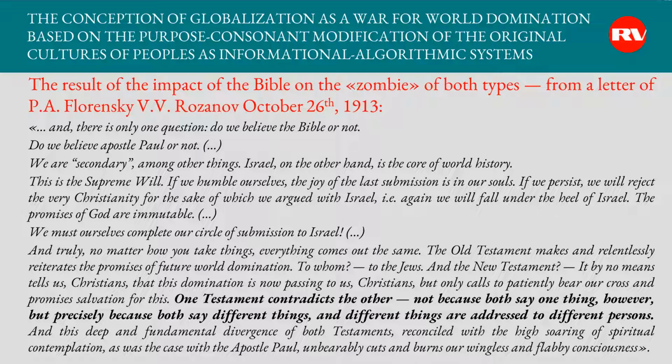And truly, no matter how you take things, everything comes out the same. The Old Testament makes and relentlessly reiterates the promises of future world domination. To whom? To the Jews. And the New Testament by no means tells us, Christians, that this domination is now passing to us, but only calls to patiently bear our cross and promises salvation for this. One testament contradicts the other, not because both say one thing, however, but precisely because both say different things, and different things are addressed to different persons. And this deep and fundamental divergence of both testaments, reconciled with the high soaring of spiritual contemplation, as was the case with the Apostle Paul, unbearably cuts and burns our wingless and flabby consciousness.